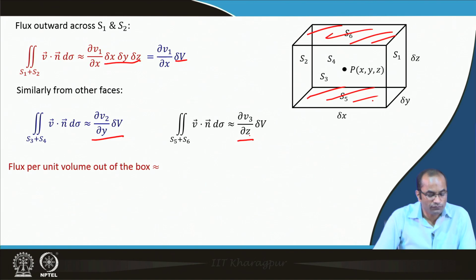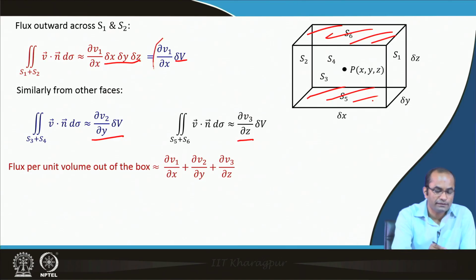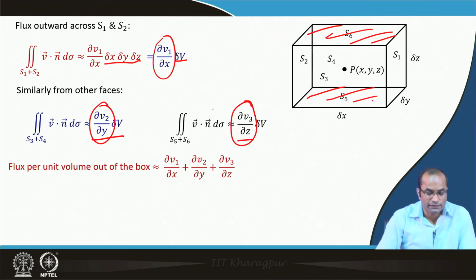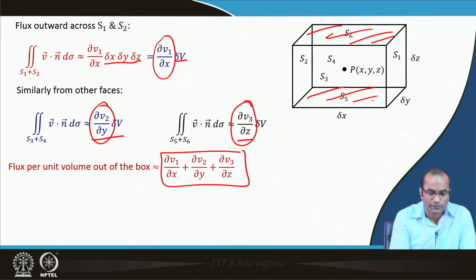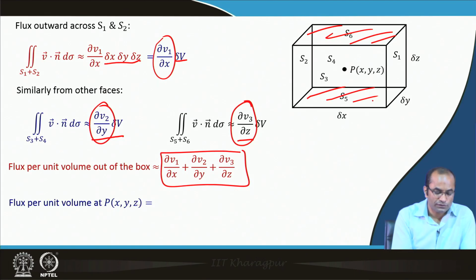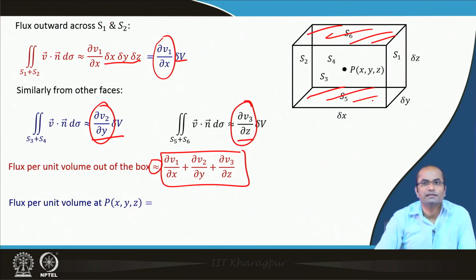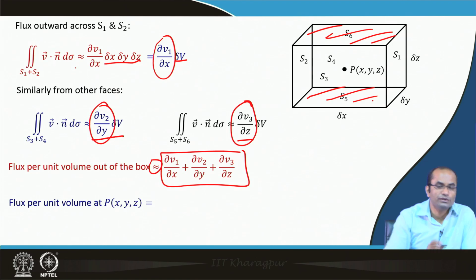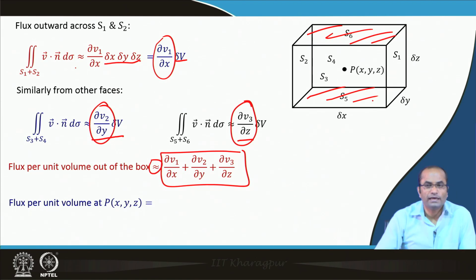So, the flux per unit volume out of the box, we can add all these and divide by delta v to get this per unit volume. That means we will be adding del v 1 over del x, del v 2 over del y and del v 3 over del z. This is the flux per unit volume at P. It is exactly equal, because in the limiting situation, these approximations we have taken for computing all these integrals become equalities.